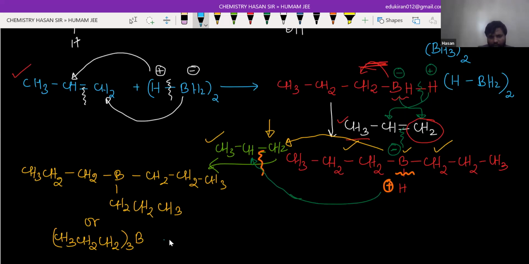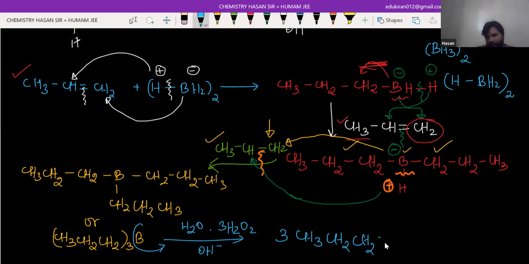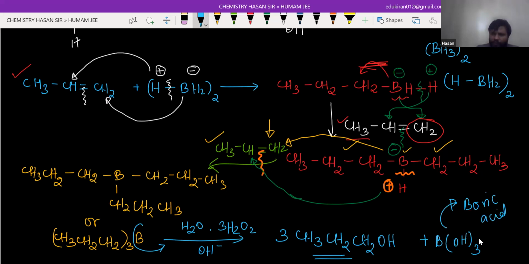After this, you are going to react this with H2O and H2O2, 3 moles of H2O2 in the presence of base. And this boron will be eliminated and OH will be added. So it becomes 3 moles of CH3, CH2, CH2, and then there will be OH. So this is the whole scenario of this. And this B will give you as a byproduct boric acid. If you are going to open it and write it, you can also write H3BO3.